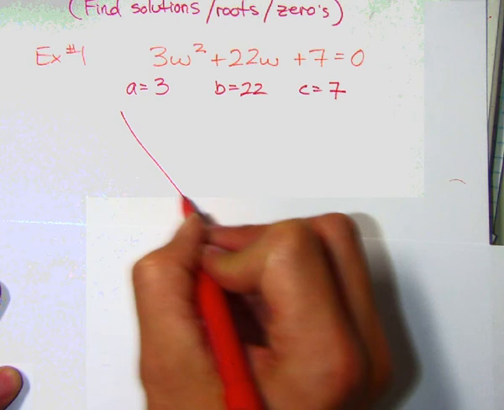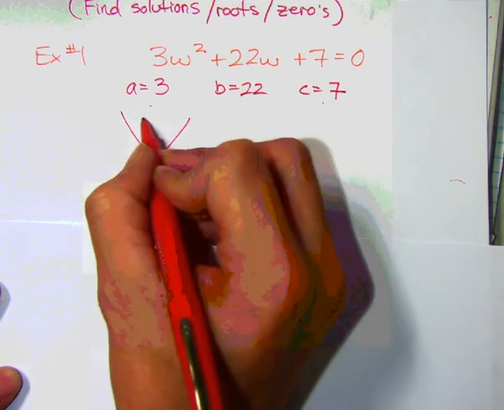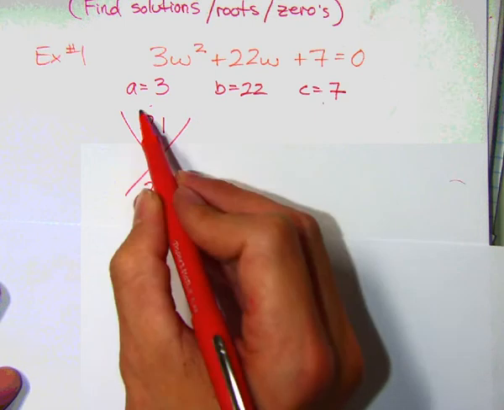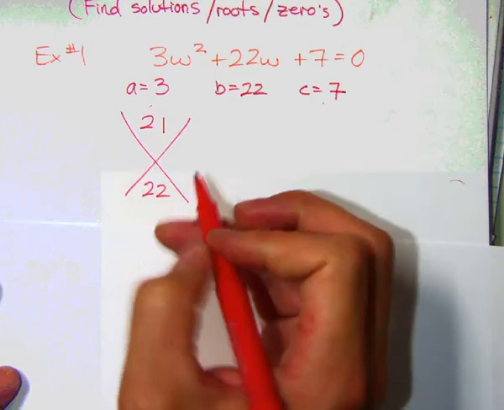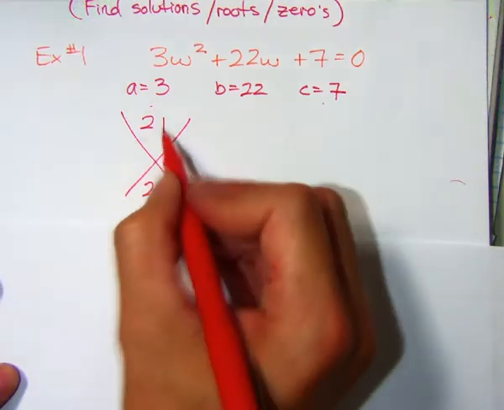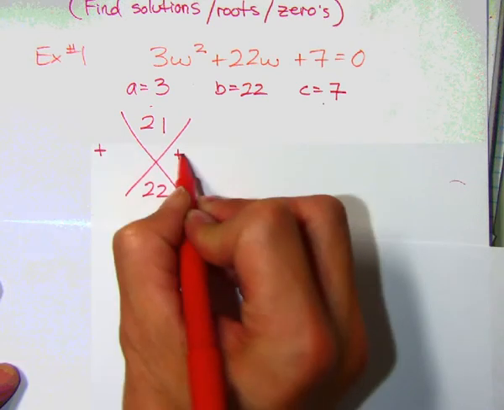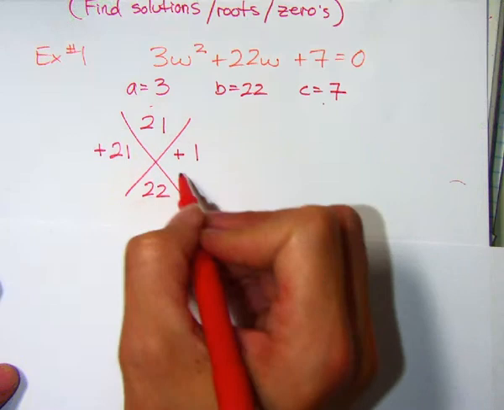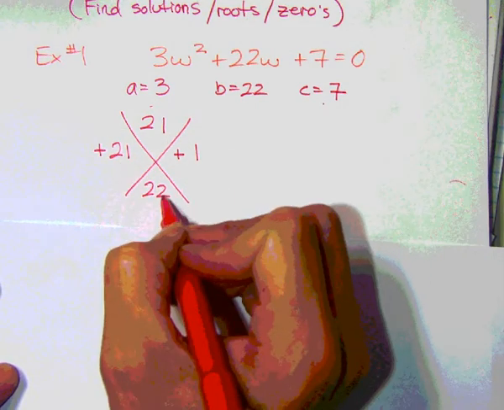Now, no AC, so that's 21 in my basement, A times C, and B in the bottom. Two numbers that multiply to give you 21. They're both going to be positive. That would be 21 times 1 gives me 21, and when I add them together, the sum is 22.